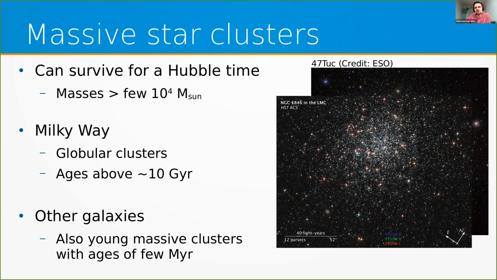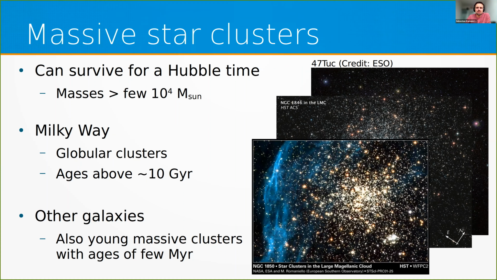And the best examples we probably already find in our nearest neighbor galaxies, namely the Magellanic Clouds, where we have young massive clusters with ages down to only a few megayears or even still forming. And I'm showing you here two examples that will be heavily featured throughout this talk. The first is NGC 1846 in the Large Magellanic Cloud, which has an age of about 1.5 gigayears and a mass of the order of 10^5 solar masses. Similarly massive is NGC 1850, which has an age of only 100 million years.